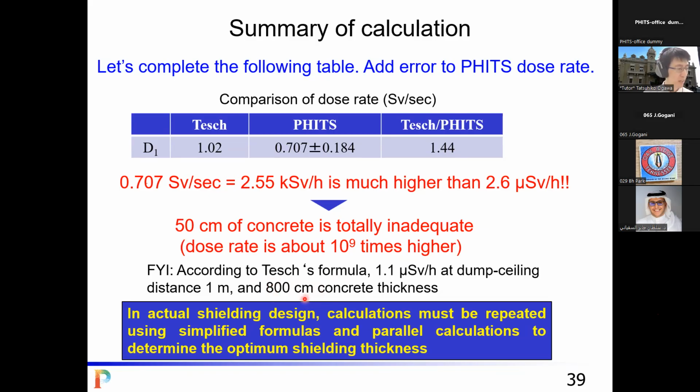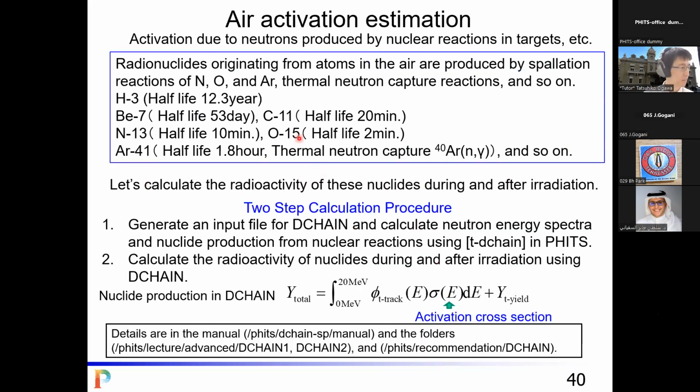This is something we can calculate by Tesh formula and PHITS with the help of a larger dump file and more sophisticated variance reduction. Anyways, we need the support of analytical formula and PHITS calculation, making use of various techniques such as two-step calculation and variance reduction. Let's go on to the final part, air activation.